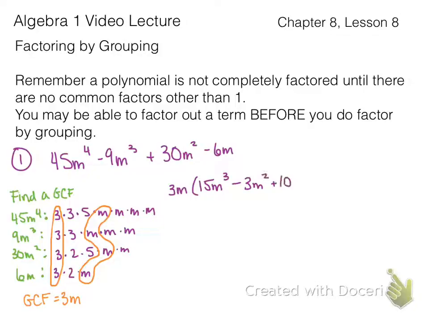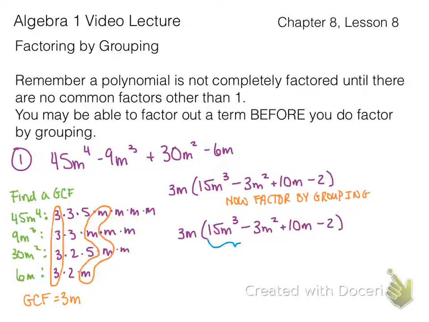All right? So I pulled 3m out of all four of my terms, leaving me 3m times the quantity 15m to the third minus 3m to the second plus 10m minus 2. And again, if you were to distribute that 3m, you're going to get the original, so you know it's still okay. All right, so now let's go ahead and factor by grouping. So there was the original problem again from before, and now we're going to group the first two terms, and I'm going to pull out the common factor for those two groups. The first group, 15m to the third minus 3m to the second, I can pull out a 3m to the second, leaving me 5m minus 1.